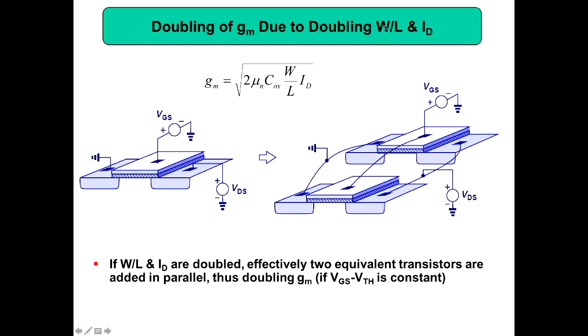So you can double W by L and then you can double ID. If you are doubling, then your GM will come out as 2 times and then you can double it. If W by L and ID are doubled, effectively 2 equivalent transistors are added in parallel, thus doubling GM. So you can double the GM if you connect 2 transistors in parallel.